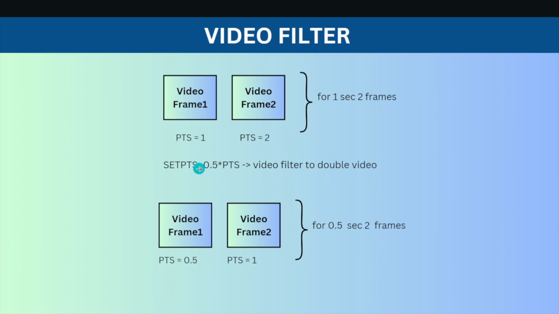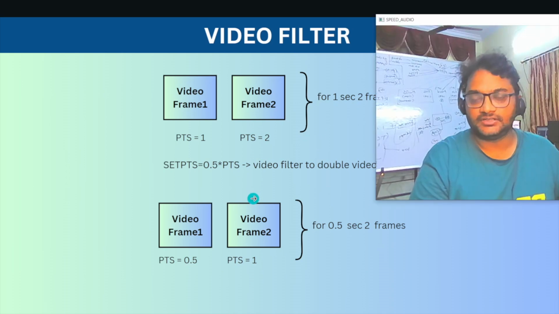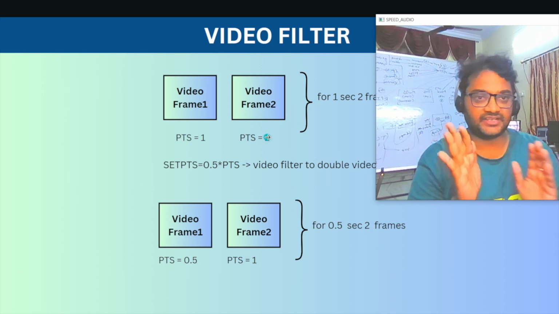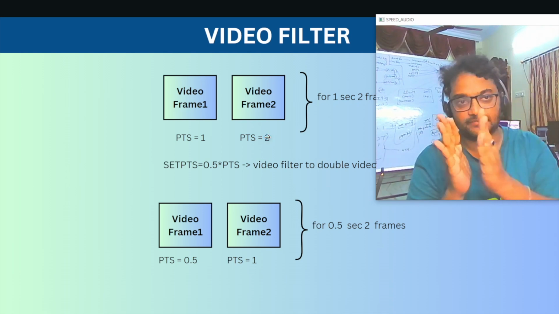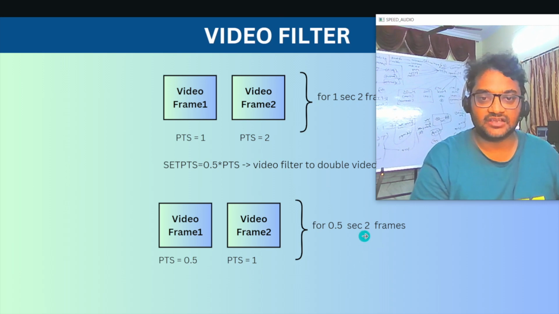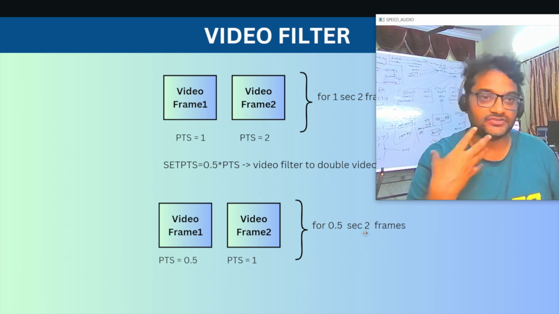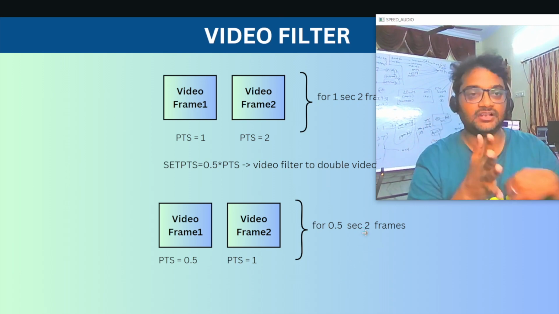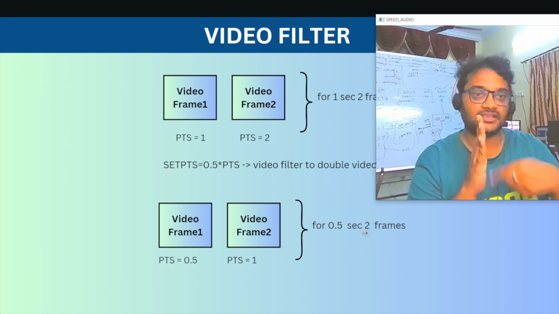Now what happens if you apply that video filter? This is 0.5 times PTS, which means we are actually decreasing the presentation timestamp. Instead of presenting a frame at one particular point, you want to present it much earlier. So for half a second we can see the 2 frames. That creates an illusion that the video is playing fast.